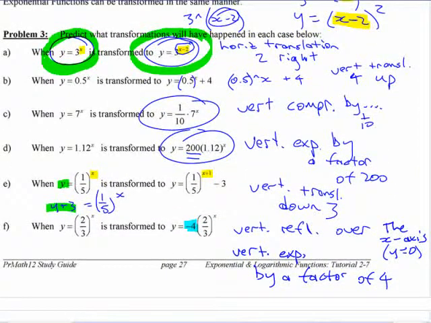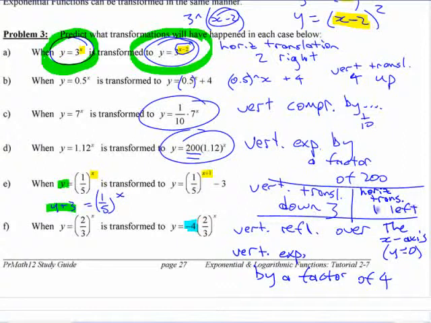Doesn't E go one to the left? Oh, it does. Yeah, of course. There are two transformations there. I forgot that after I highlighted it and everything. This is a horizontal translation, one to the left. Thank you for pointing that out.